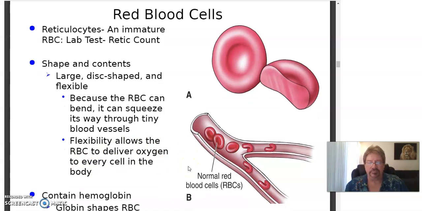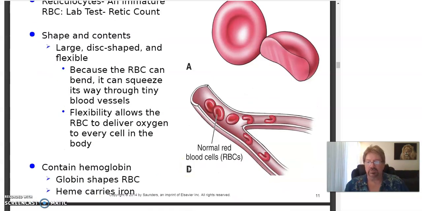Again, the molecule that transports the oxygen and the carbon dioxide is called hemoglobin. Globin shapes the red blood cell. Heme carries the iron. Hemoglobin has an atom of iron, the element iron, in the center. And it's necessary. We have to have iron in our diet in order to make sure that we have enough hemoglobin.